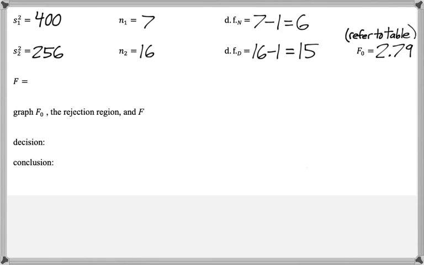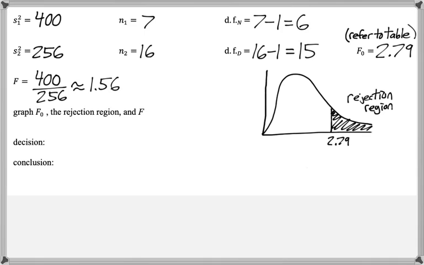The critical value is 2.79, and we refer to the table for that value. Now F is equal to S1 squared over S2 squared. So 400 divided by 256, which is 1.56. So the picture looks like this, and F would go right here.